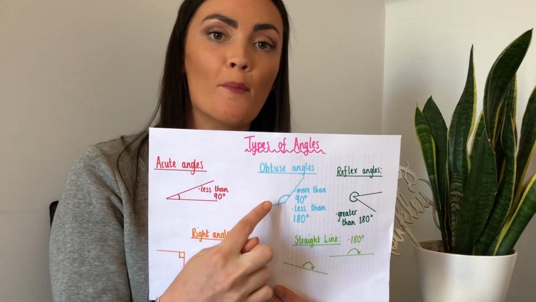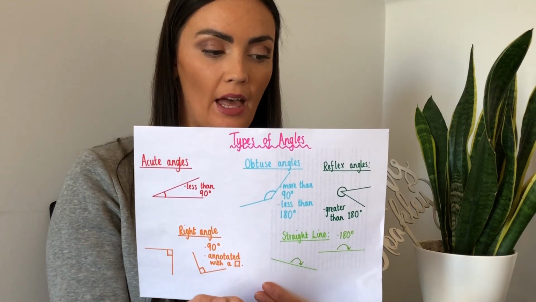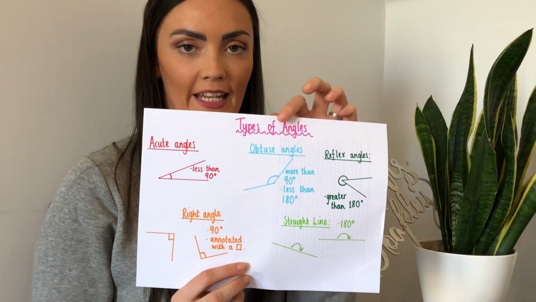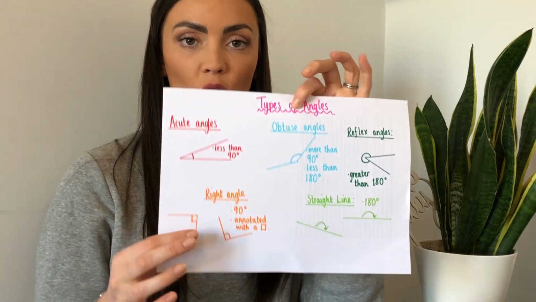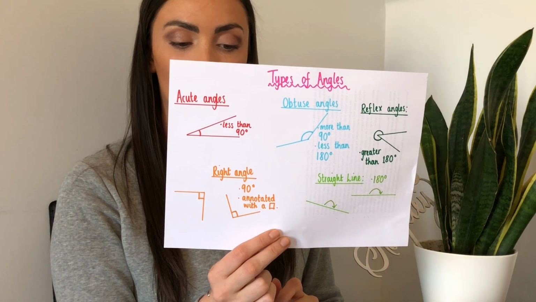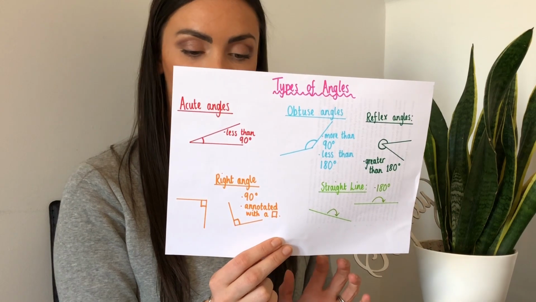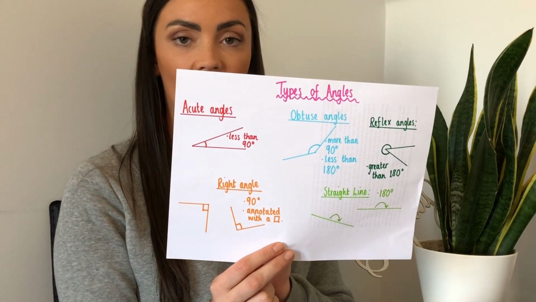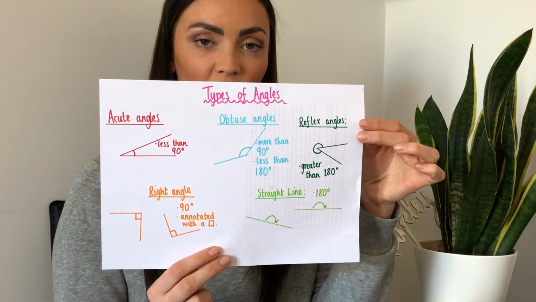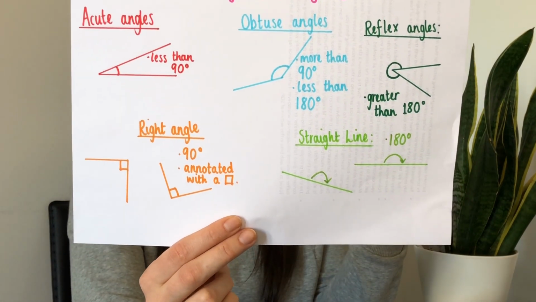Obtuse angles are more than 90 degrees, but less than 180. So I've drawn an example there. And then we've got reflex angles, which are greater than 180. We've then got our right angles. I've drawn a couple in different directions. So you can see that it's about 90 degrees. So right angles are 90 degrees. It doesn't matter which way they're facing, but they have to be 90 degrees. And they are annotated with a little square. And then you've got the angles on a straight line, which are 180 degrees. So they are our types of angles.